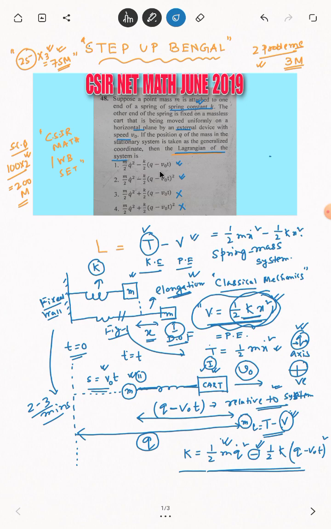Now, is there any square term in the first option? No. So that will also be eliminated. So this is our answer, which we have derived extensively by this figure and this calculation. This will ultimately be L. L equal to half m q dot square minus half k something. So obviously its answer will be 2. Option 2 is correct. Other options will be eliminated.